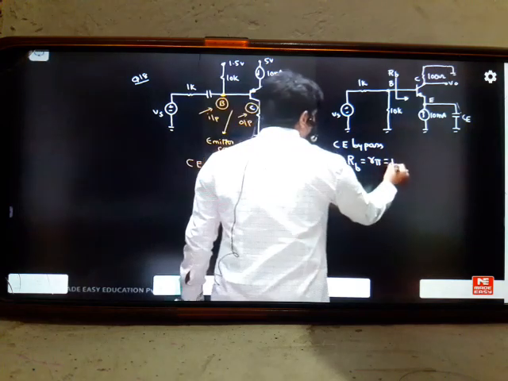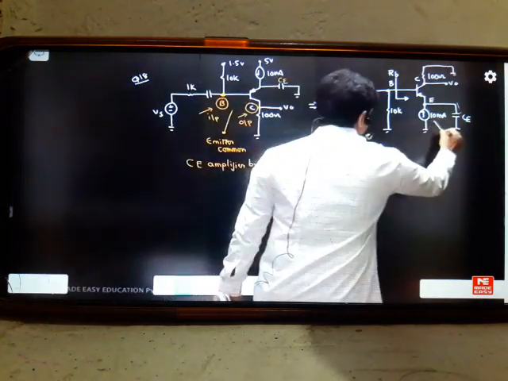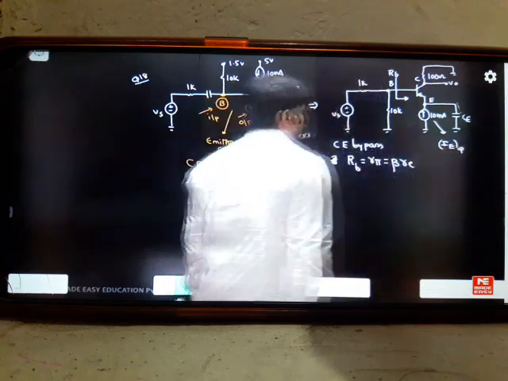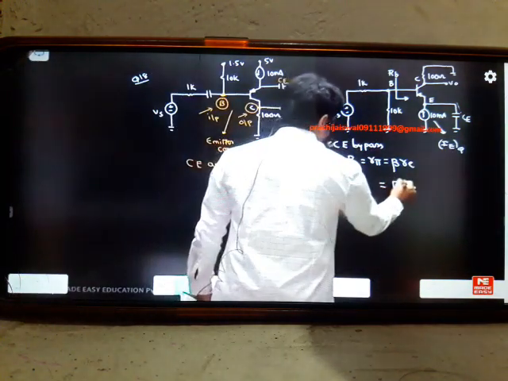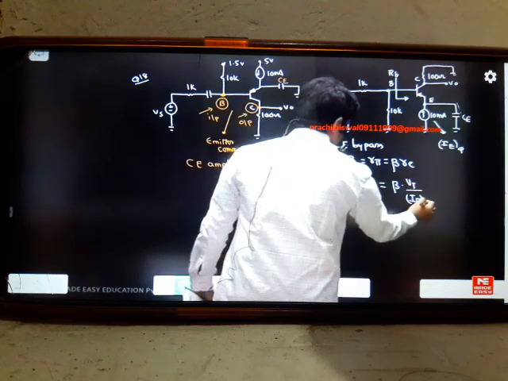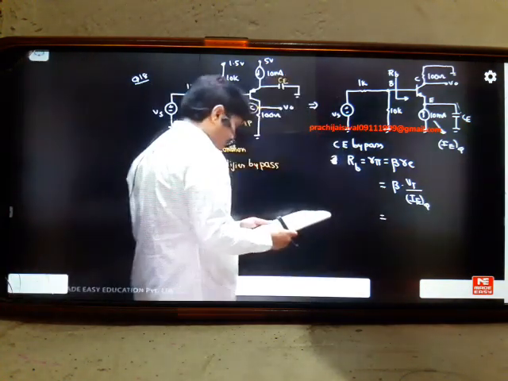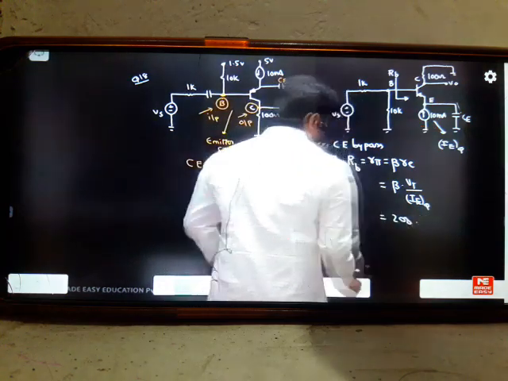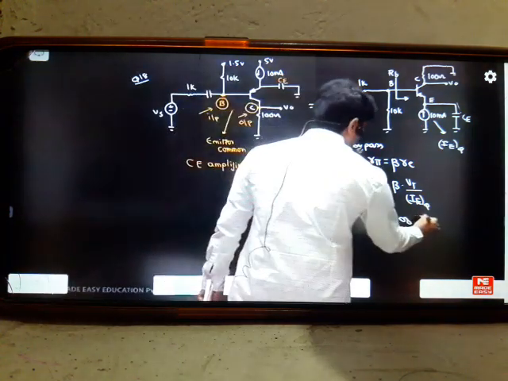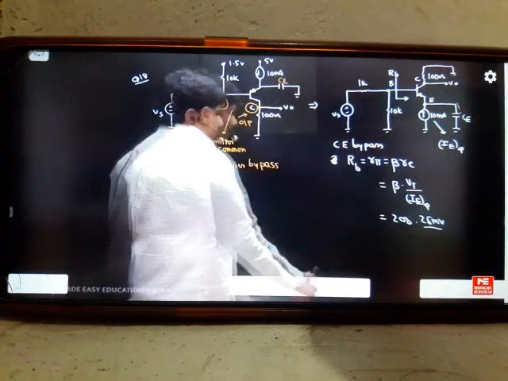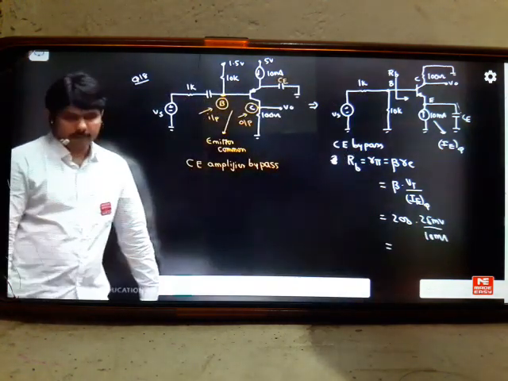But rπ can be written as beta into re. rπ is nothing but beta re. And whatever current source he has given, indirectly this is nothing but your operating current. Already the operating current is given, the current source just indicates the operating current. So the formula is beta into VT by IC. re is nothing but VT by IC. So how much beta is given in the problem? Note it down. It is 200. Beta is 200. VT, 25 millivolts you can take. IC is 10 milliamps. Just solve this problem. How much is coming? Solve this answer.